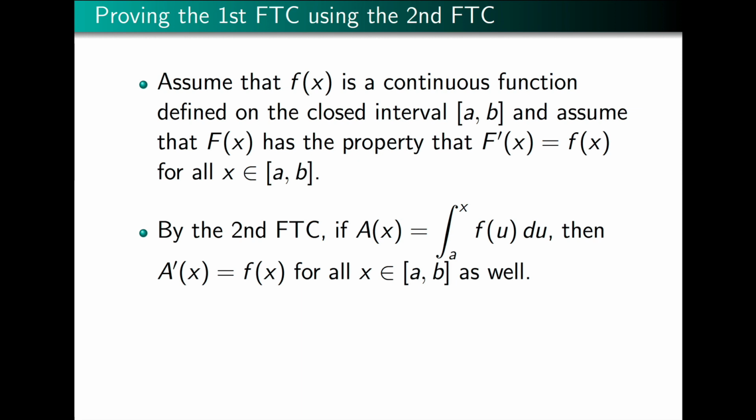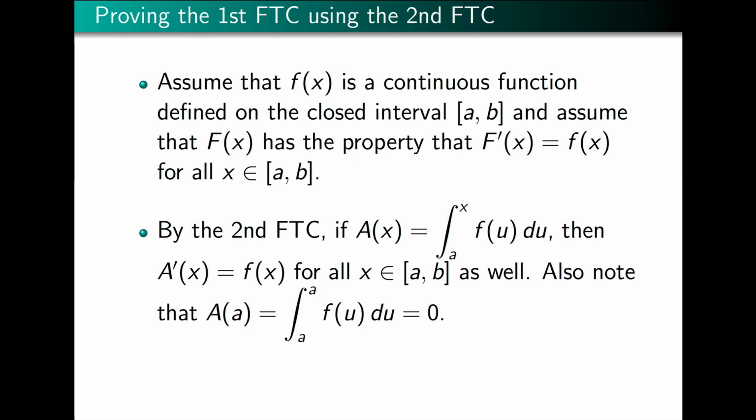In other words, both capital F and capital A are antiderivatives of little f. Capital F is by assumption, capital A is by the second FTC. Also note that capital A of little a is the integral of little f from a to a, which has to be zero by properties of integrals. There's no area under the graph of f above one point.